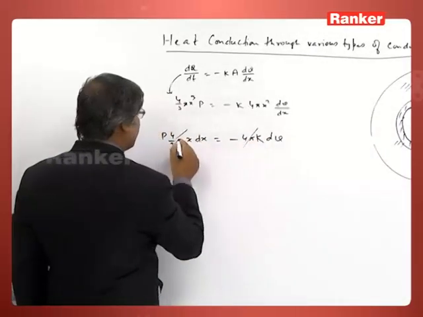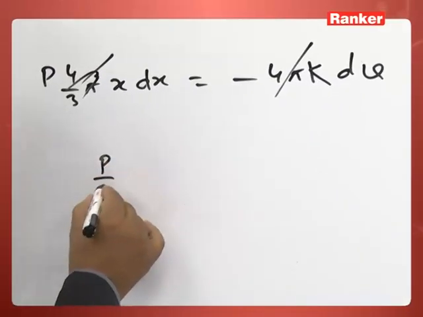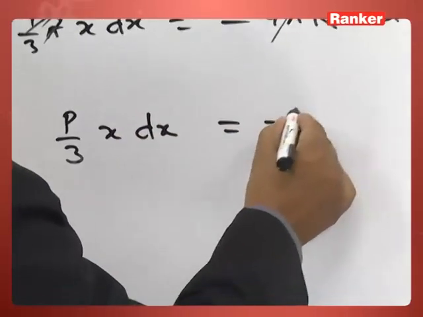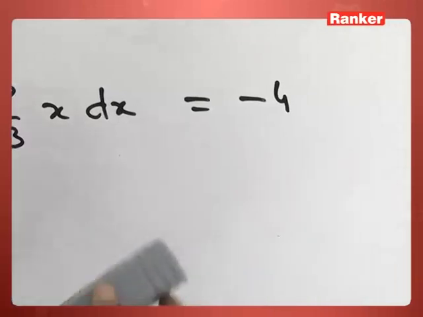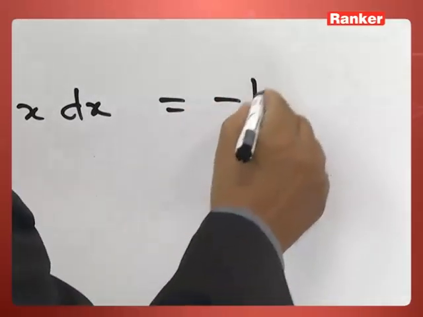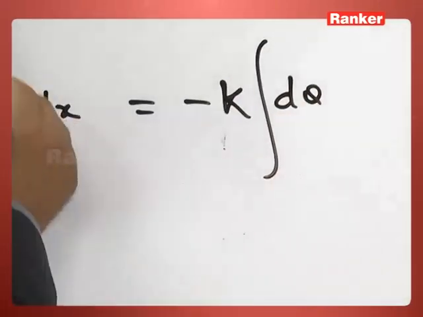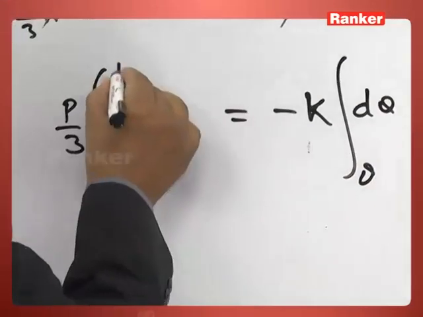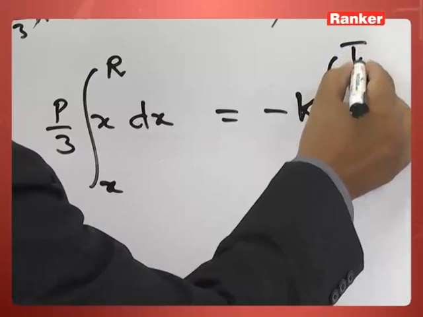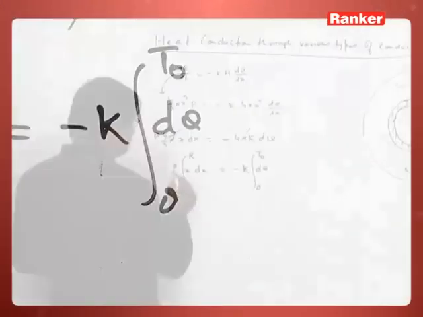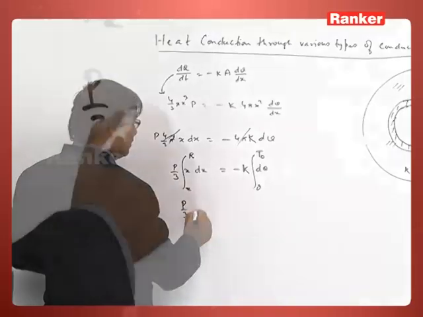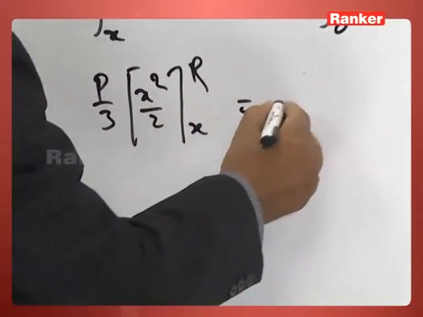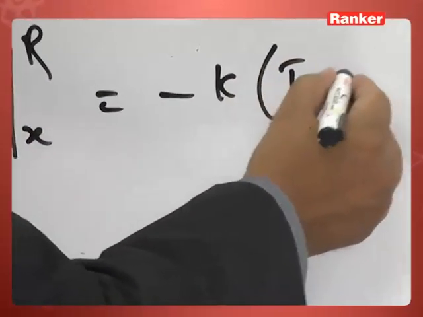So, here 4 pi cancels out. So, we have P by 3 x dx is equal to minus k d theta. We integrate it now. The limits: when x is x, theta is theta. When x becomes r, the outer radius, then the temperature is theta naught. So, this is P by 3 times the integration of x, which is x square by 2, from x to r, equal to minus k into T naught minus theta.